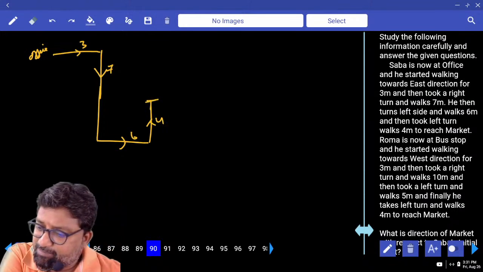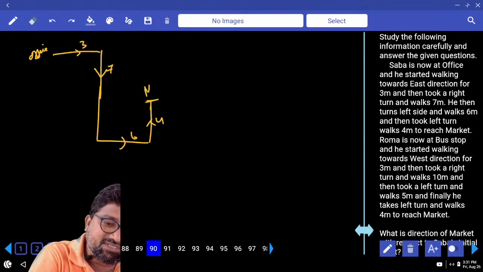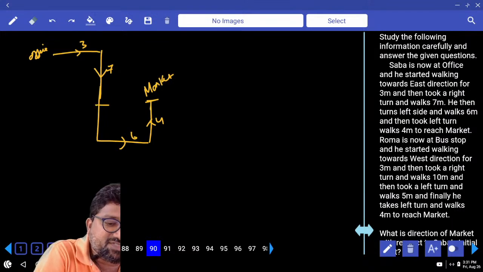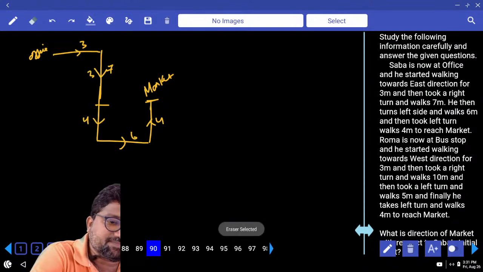And she reaches some place. What is the place? Market. Mark a point here. This becomes how much? 4. Above 3. Okay. Next.